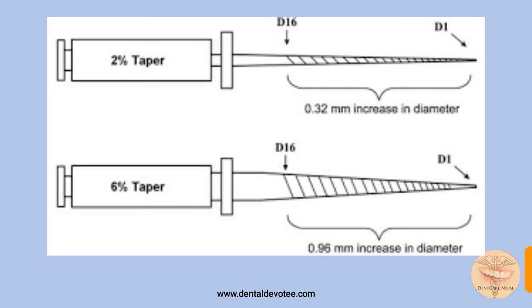So, for a 30 number file with 2% taper, D16 is equal to D0 plus 0.32 mm. That is 0.30 plus 0.32, which will be 0.62 mm. So, can you calculate and tell me how much the diameter D16 will be for a 60 size file with 6% taper? I will see your comments and explanation in the comment section.